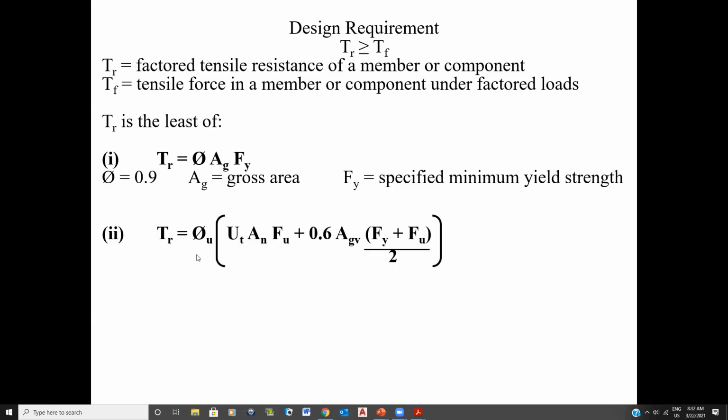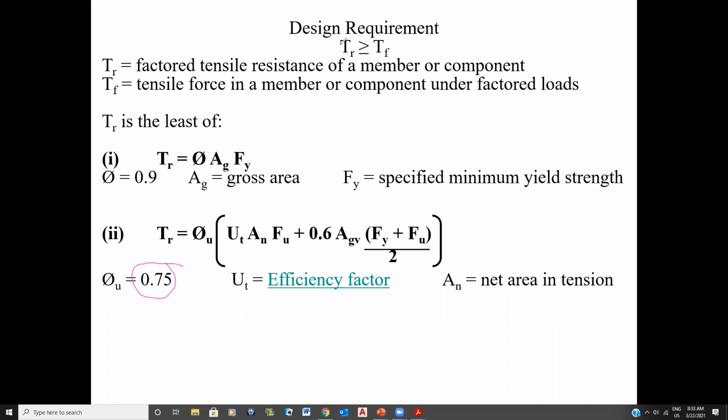So now here's the second equation. TR is equal to phi U times UT times AN Fu plus 0.6 AGV times (Fy plus Fu) divided by 2. Okay. Now don't panic. It looks more complicated or serious than it actually is. And if you follow me today, you'll be able to relate to this equation completely. Okay. Now, phi U, instead of being 0.9, you drop down to 0.75. Okay. Now, what's this? UT is an efficiency factor.